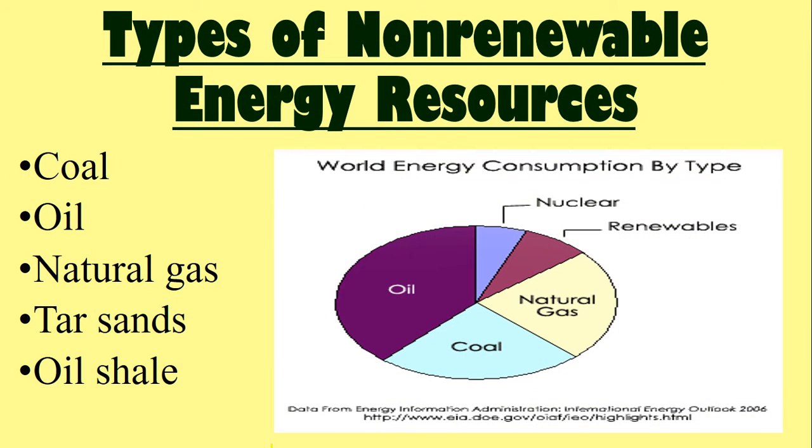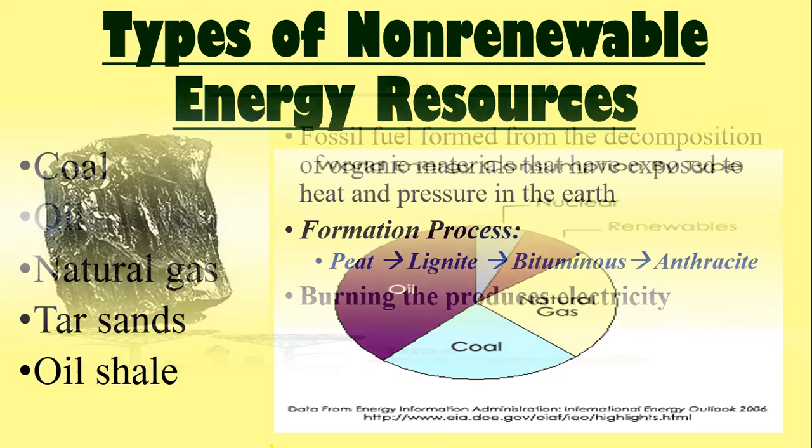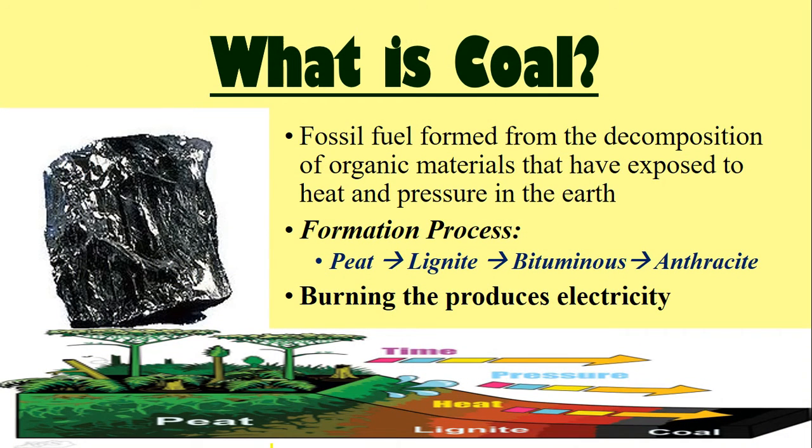All right, so again, I mentioned them. Some types of non-renewable energy sources are coal, oil, natural gas, something called tar sands, and something called oil shales. So we're going to talk about these five right now. The first one we're going to talk about is something called coal.